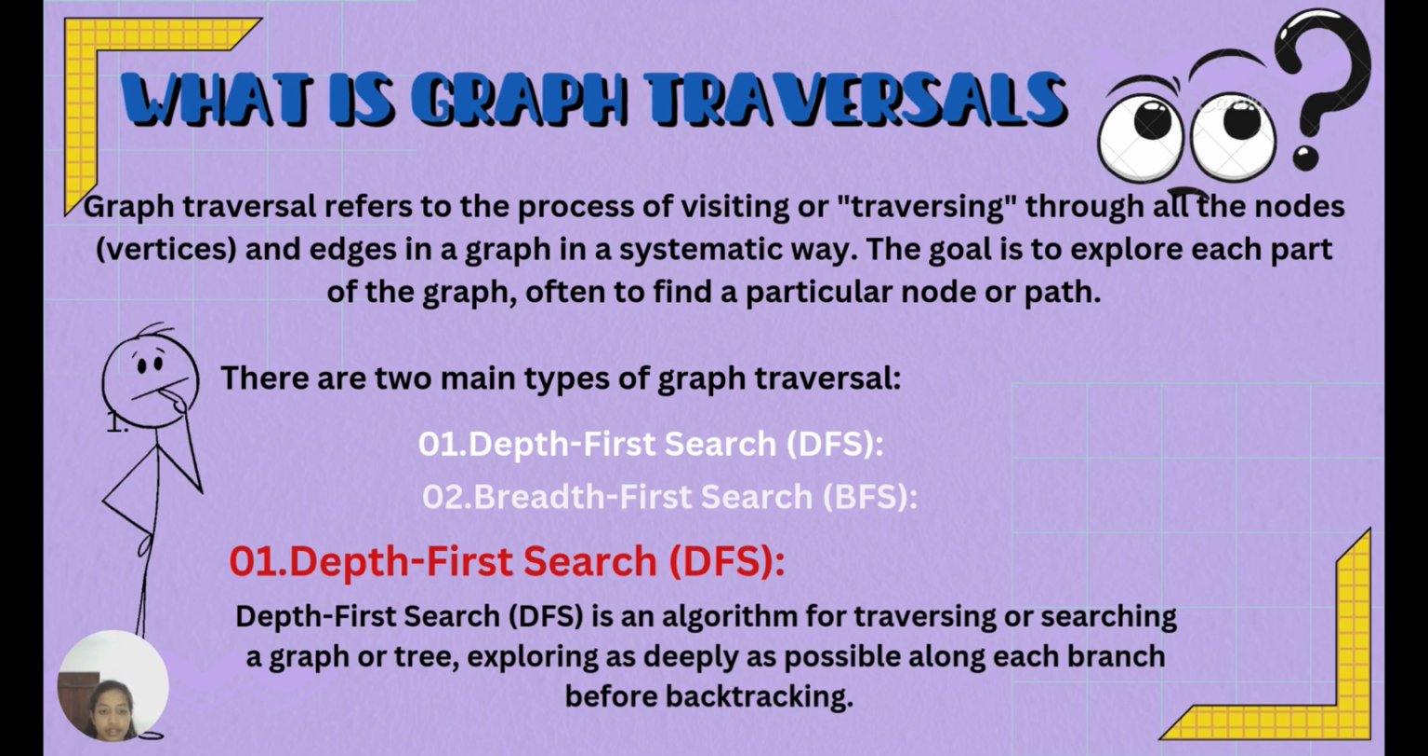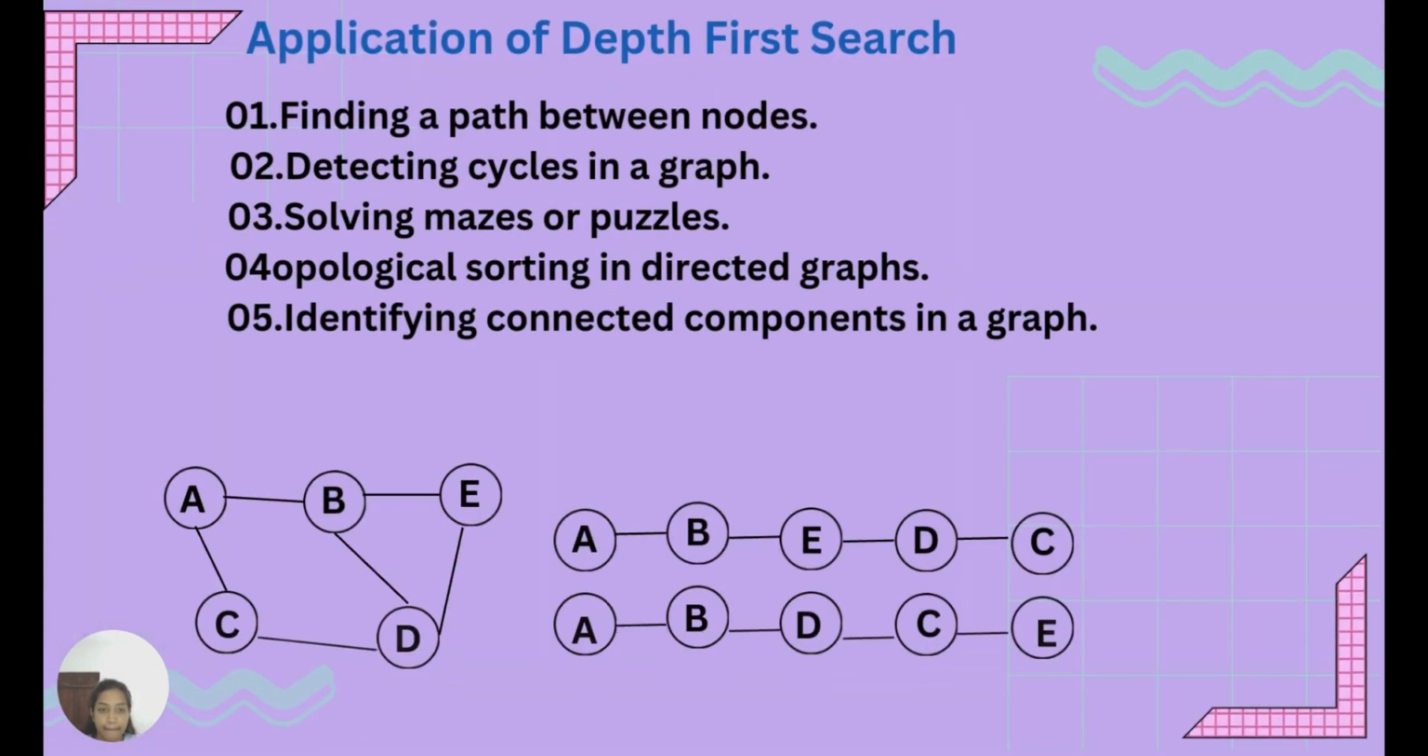Depth first search is an algorithm for traversing or searching graphs or trees. It explores as deeply as possible along each branch before backtracking. Applications of depth first search. First one, find a path between nodes. Second one, detecting cycles in a graph. Third one, solving mazes and puzzles. Fourth one, topological sorting in directed graphs. Fifth one, identify connected components in a graph.